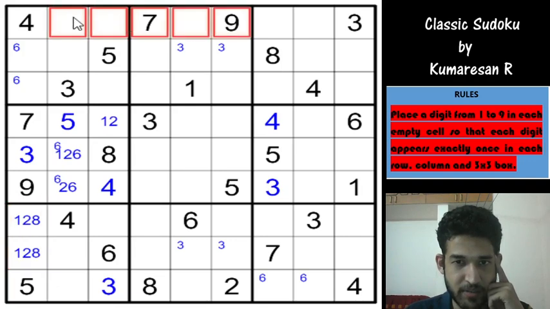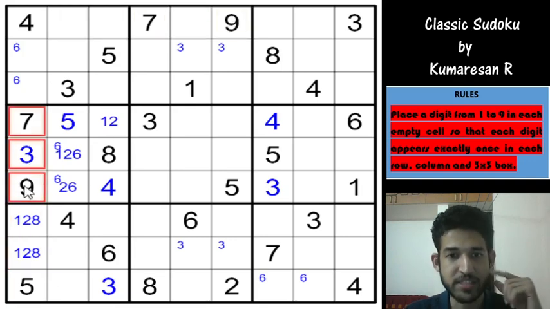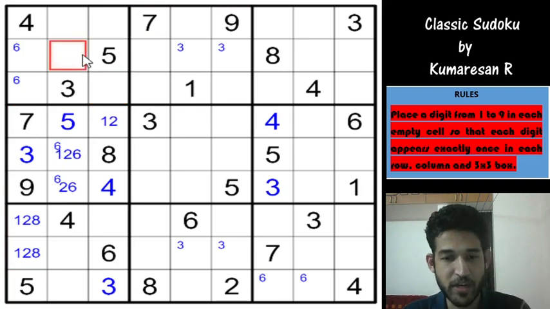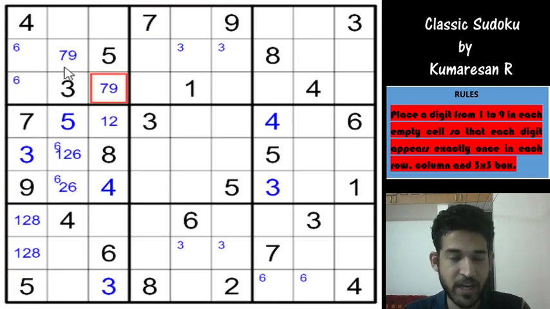And there is a 7, 9 here. And there is a 7, 9 here. So I can lock a pair. There are only two cells which can take the 7, 9 in box 1. So I'll lock the pair 7, 9 here. Which means that these two cells now must be 1, 2 and 8.